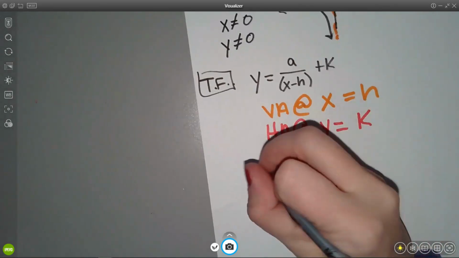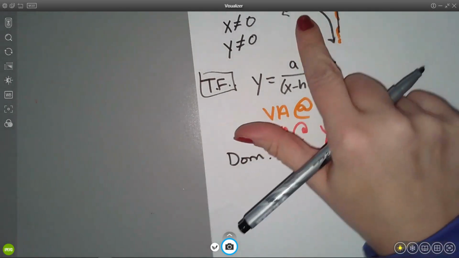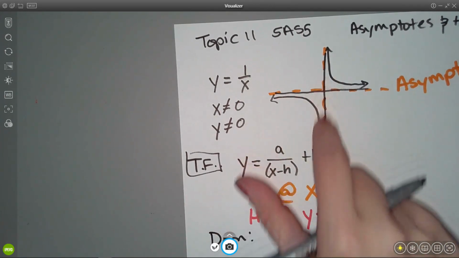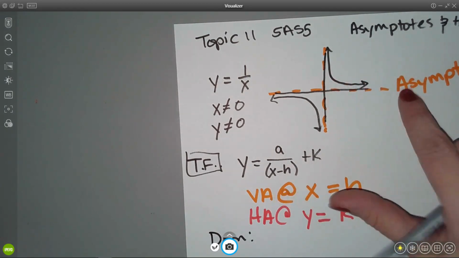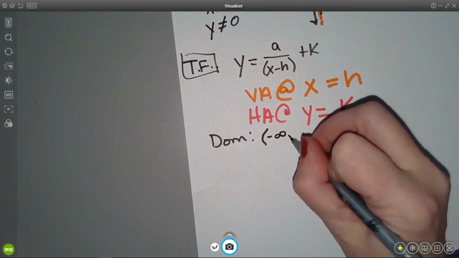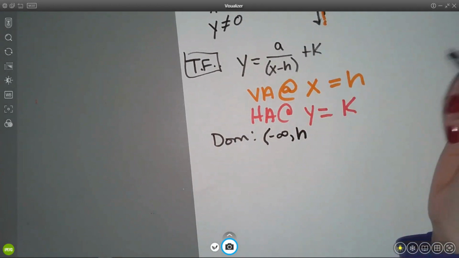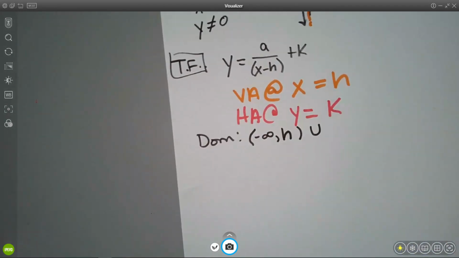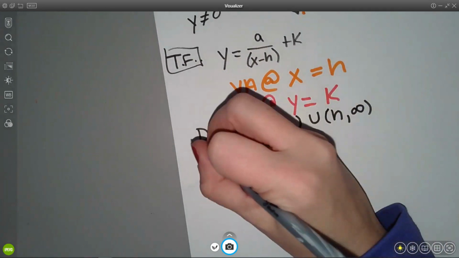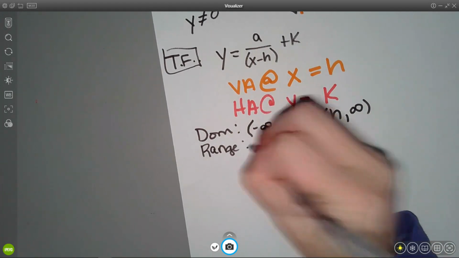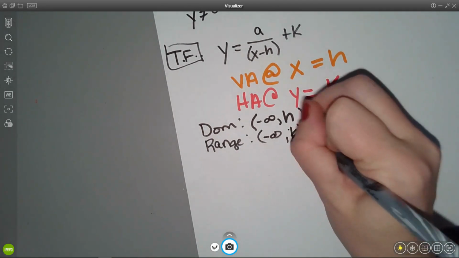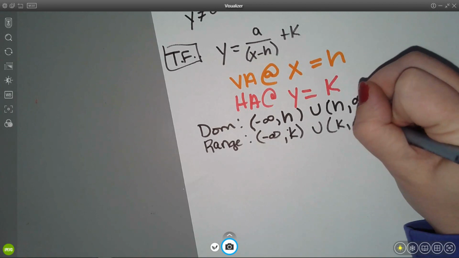All right. Then taking a look at this real quick, just because it's really easy to see here, in order to find our domain, if we look at this graph up here, our x values go from negative infinity into that vertical asymptote, and then it picks up again to positive infinity. So we're going to say that my domain is going to be negative infinity to the h value, we're going to use a U to show union, and then we're going to go from that h value to positive infinity. Whereas our range is going to go from negative infinity to that k value and from k to positive infinity.